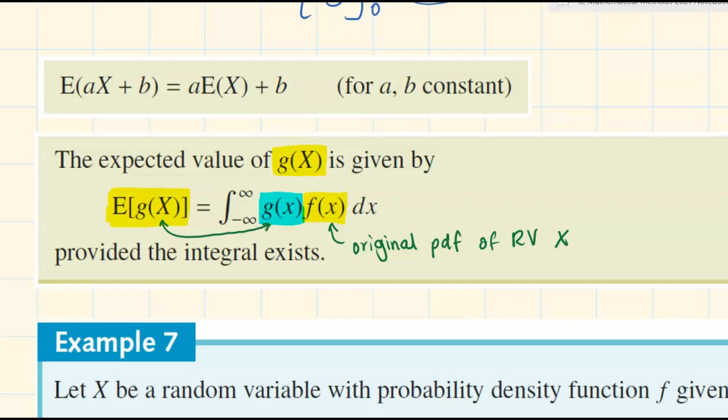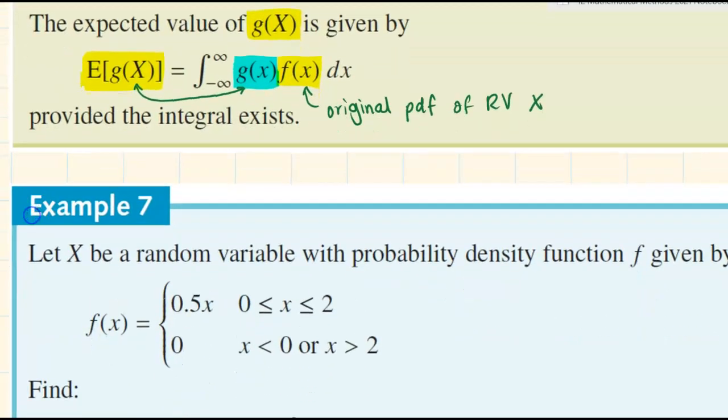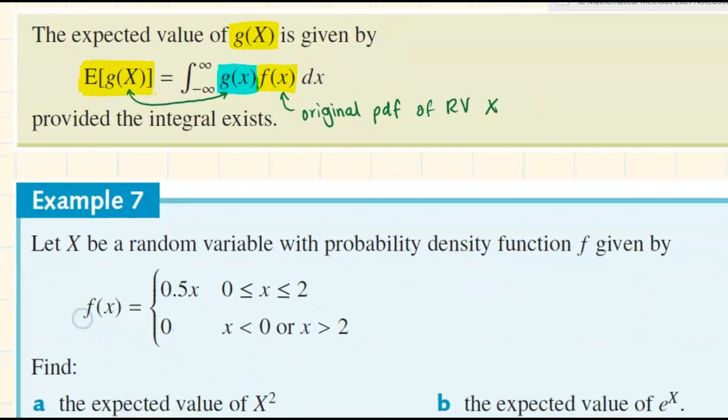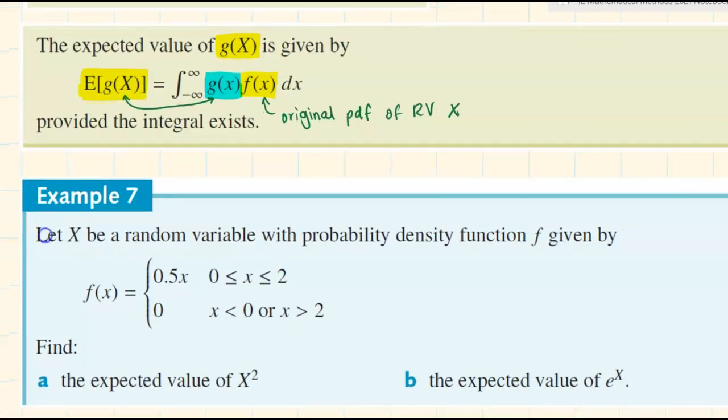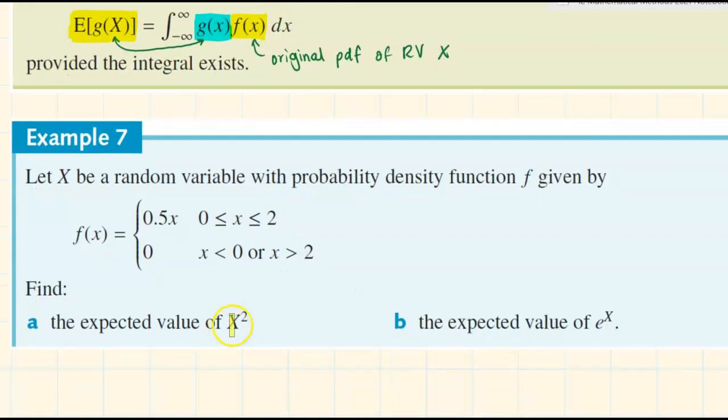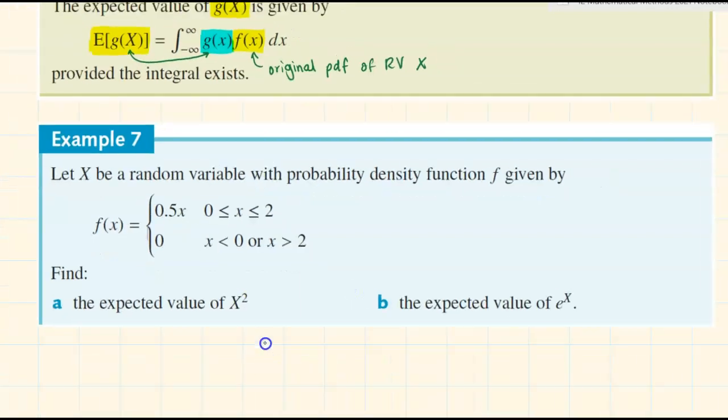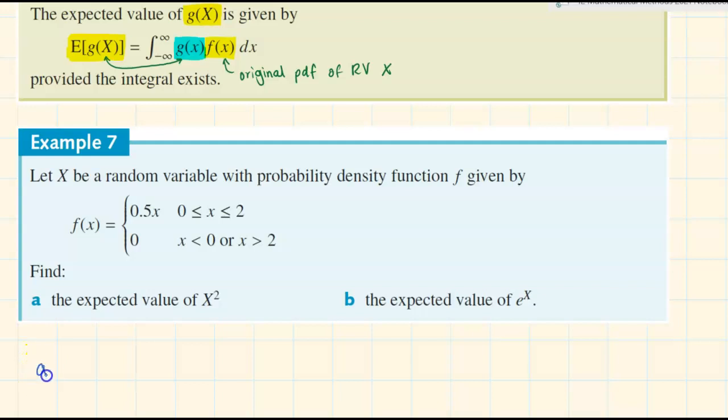So let's just have a little bit of a look. All right, x is the random variable with the probability density function defined below. So we've got f of x equals 0.5x. Now, the question has asked us to find the expected value of x squared.